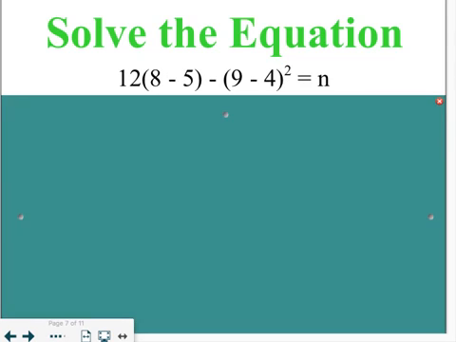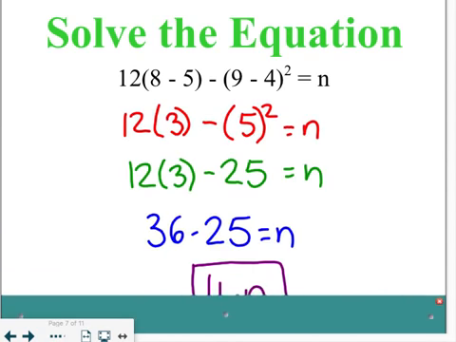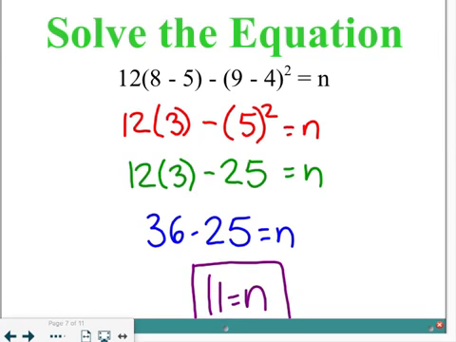Go ahead and try this one on your own, making sure you are solving step by step and using PEMDAS. So in this case, again, you get an answer of 11 equals n, or you can flip it around to n is equal to 11.